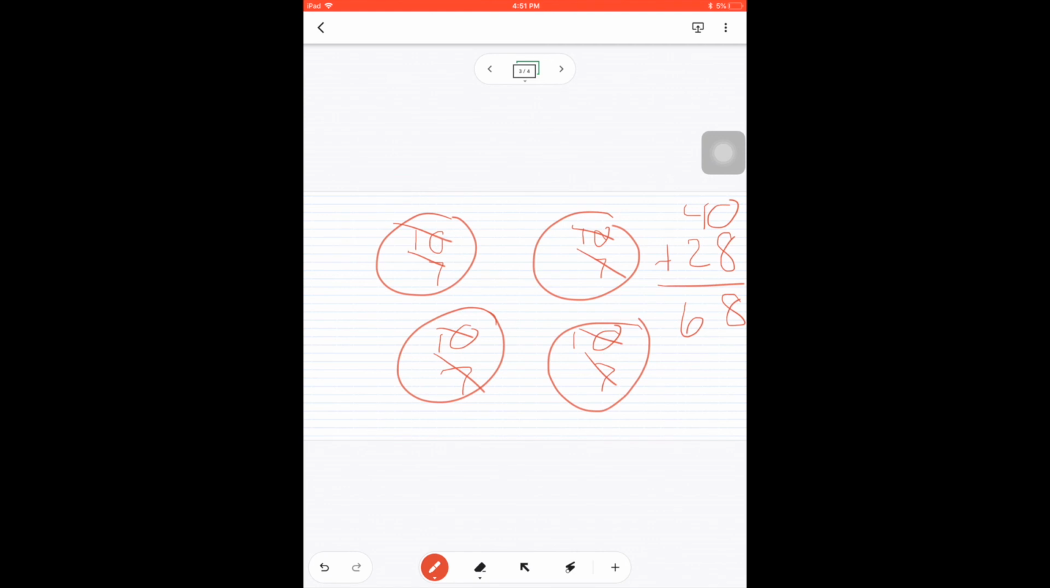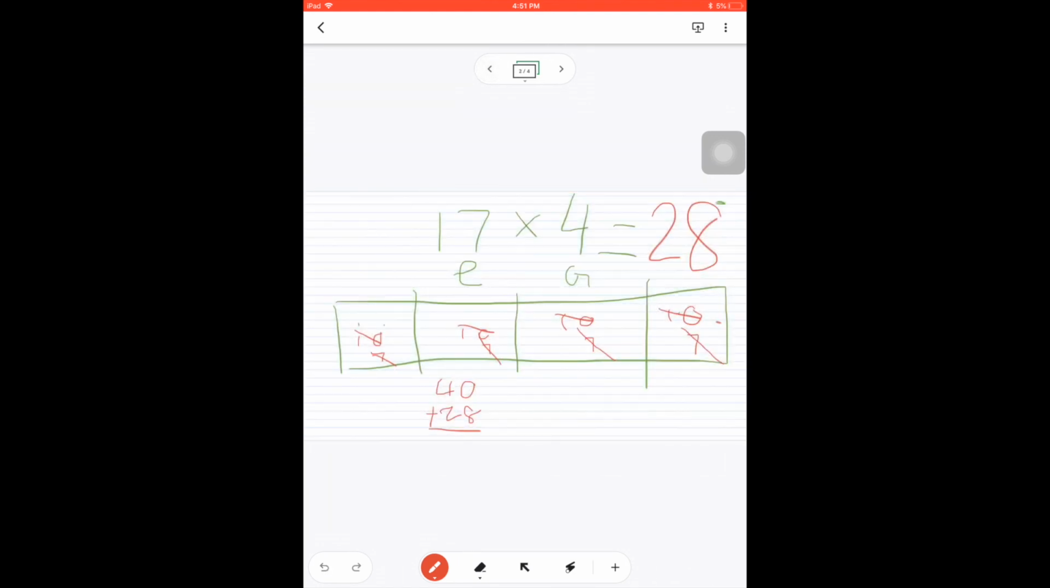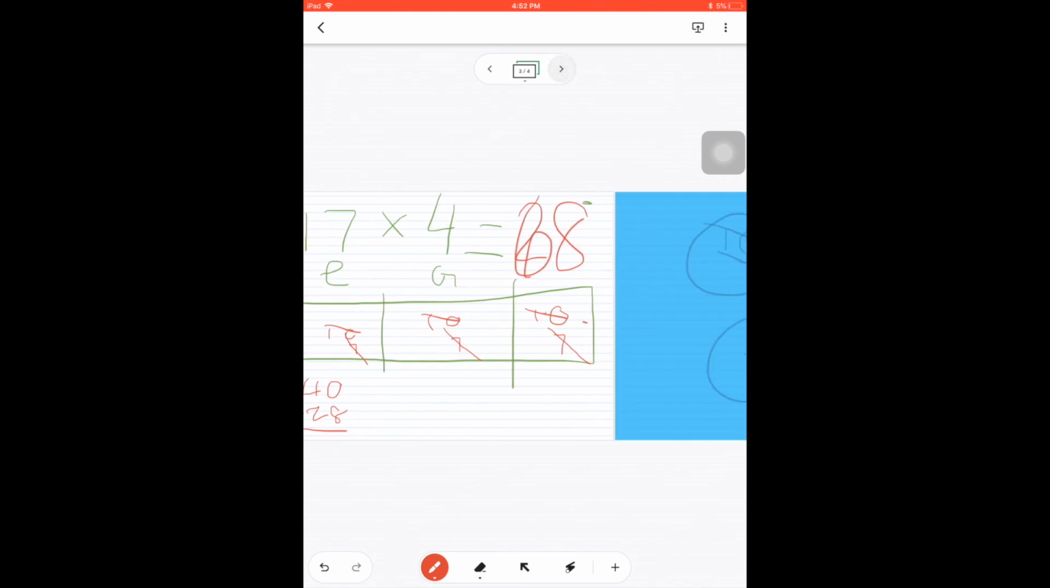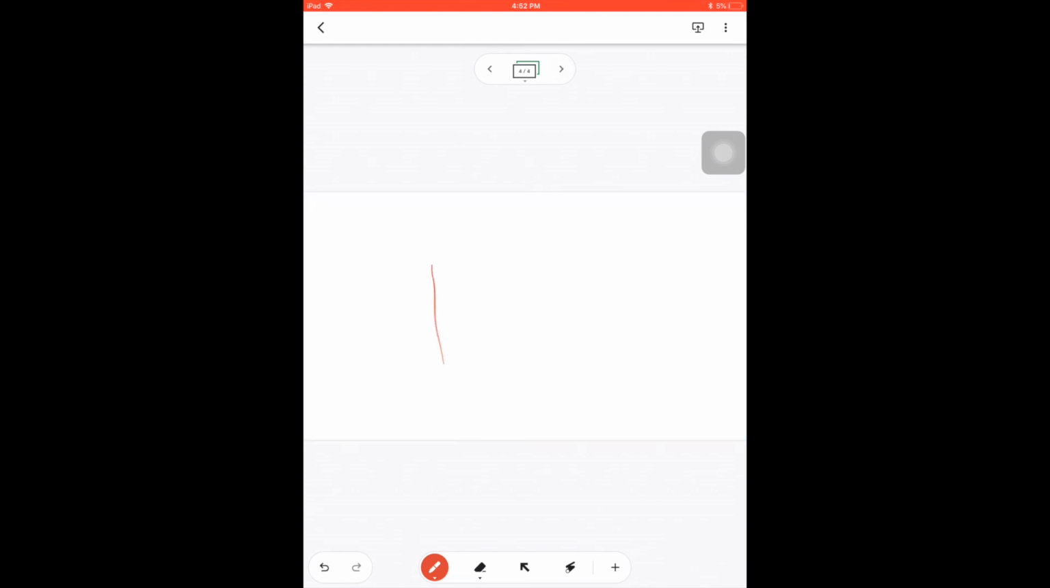Now let's try and see. Oh, I said 28 on this page. I meant to write 68. Silly Miss Lamb. Everybody's making mistakes. It's okay. So what we're going to do is check our work again using a different model.